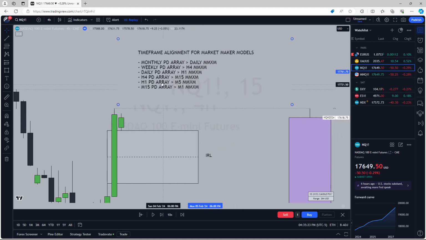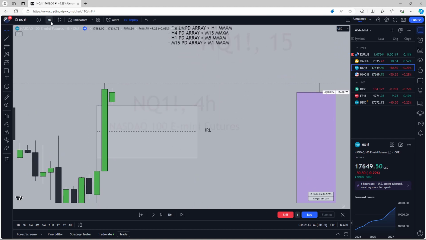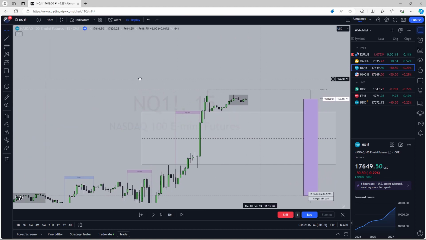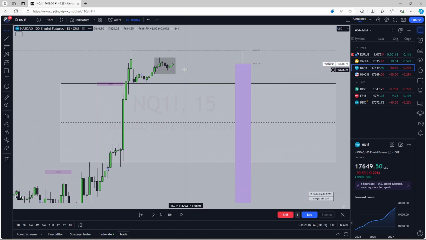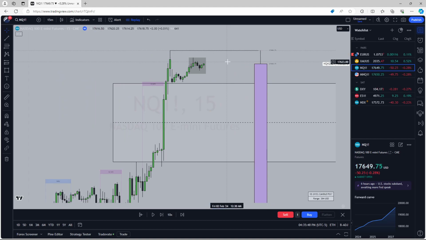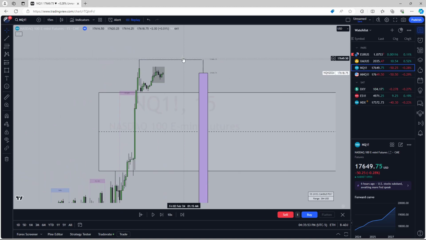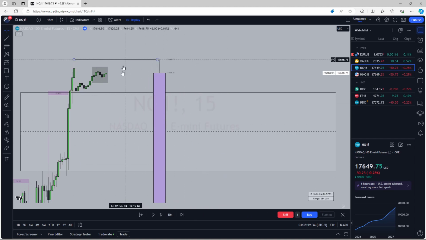right? With our time frame alignment for market maker models, 4-hour PD array equals to 15-minute market maker model. So what I'm simply going to do is, from the 4-hour chart, I simply go to the 15-minute chart. And now what am I looking for? I'm looking for us to go here, respect this fair value gap, and then take out liquidity right here. And I'll show you this trade. I literally took this trade, right? So IRL, right? That's our ERL. But why are we not going to take ERL yet? It's because we have this fair value gap here, so price is drawn to it. Now watch what price does, right?